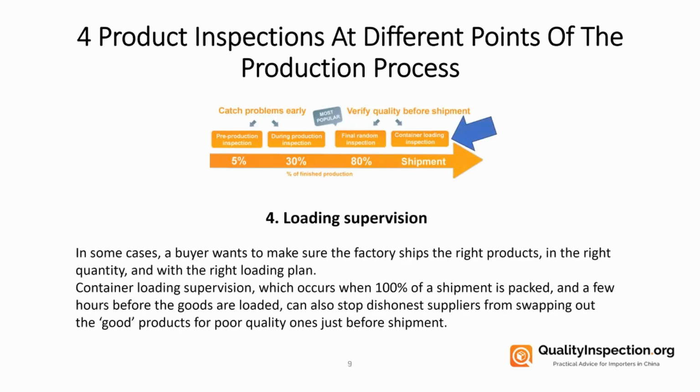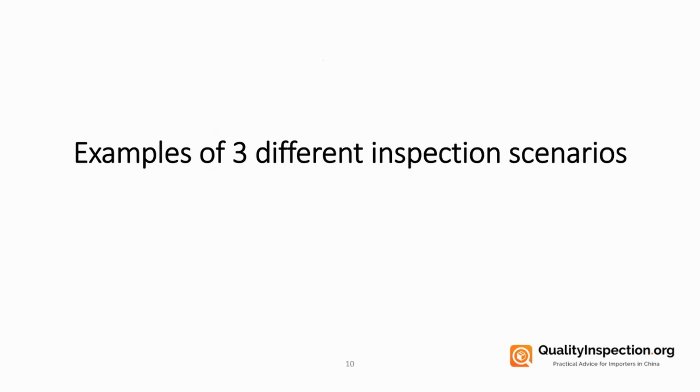And then finally, loading supervision. This helps you to make sure that the factory is shipping the right product in the right quantity and with the right loading plan. It could help stop sneaky suppliers from swapping out good products for poor quality ones just before shipment. Let's have a look at examples of 3 different inspection scenarios where we can see these inspections in action.